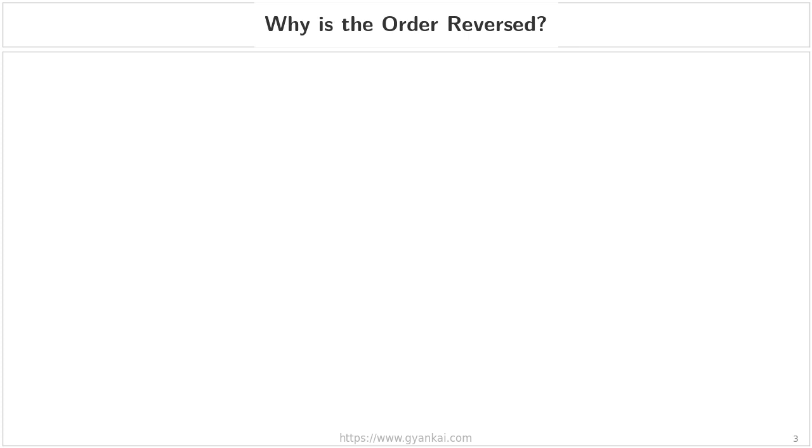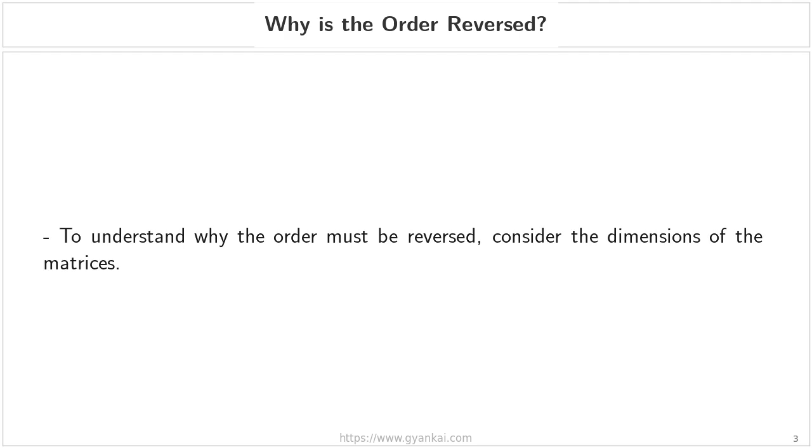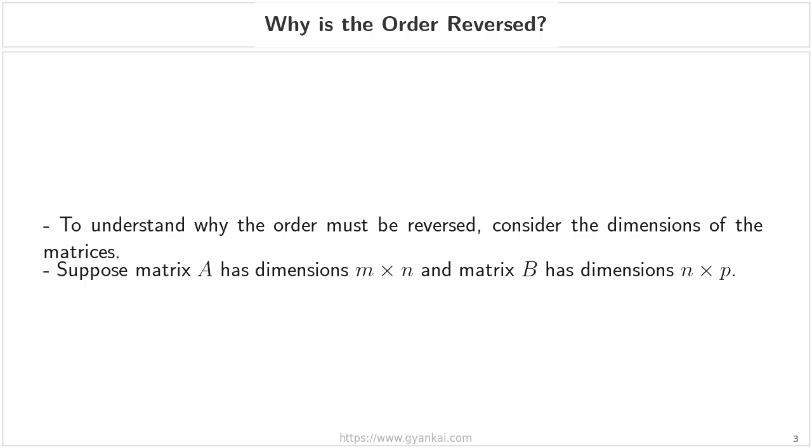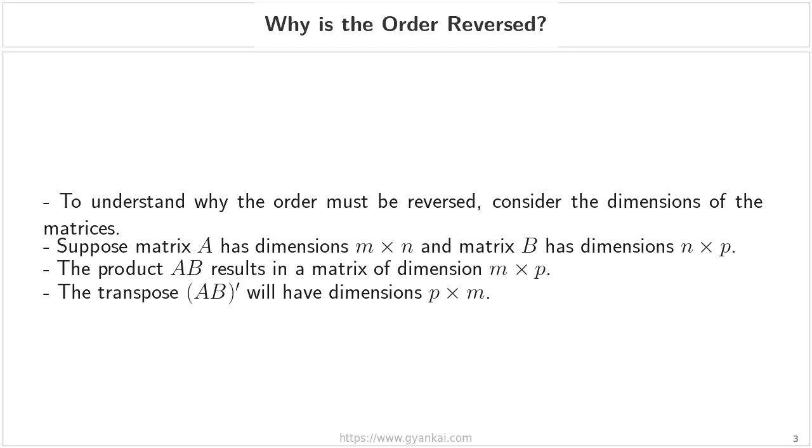Why is the order reversed? Now, you might be wondering why we cannot simply keep the matrices in their original order when applying the transpose. To understand the logic behind this reversal, let us examine the dimensions of the matrices involved. Let us assume we have a matrix A with dimensions m by n, and a matrix B with dimensions n by p. When we multiply these two, the resulting product matrix, AB, will have dimensions m by p consequently.